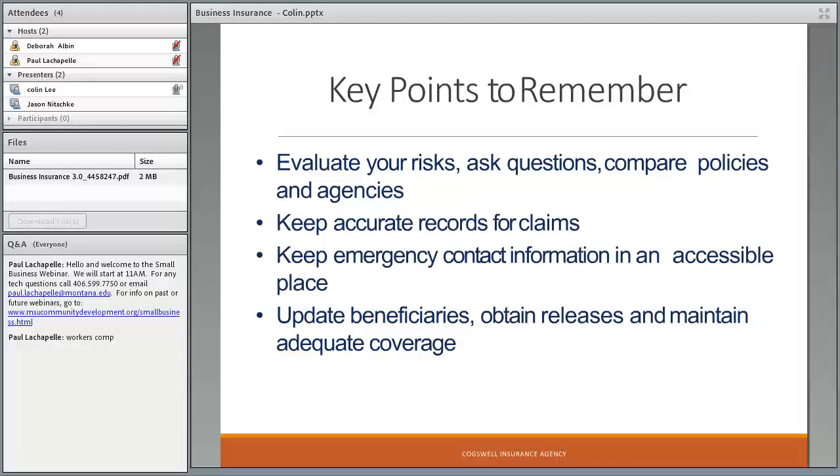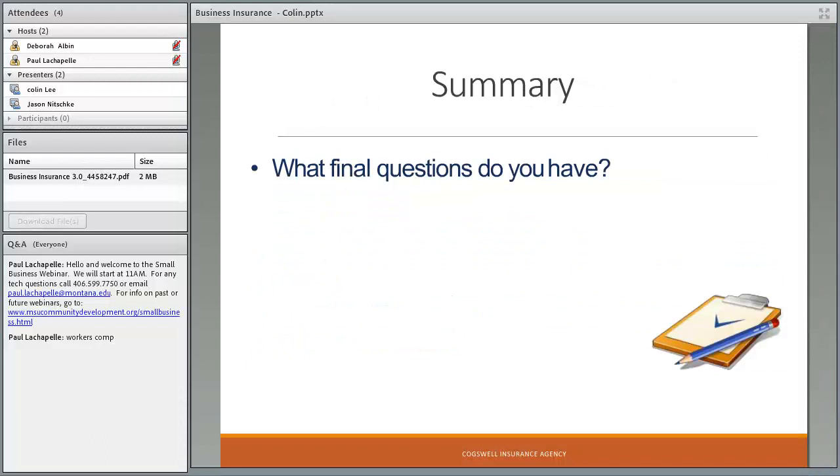Keep the emergency contact information available, and always update any beneficiaries that you might need there. So, do you guys have any final questions?